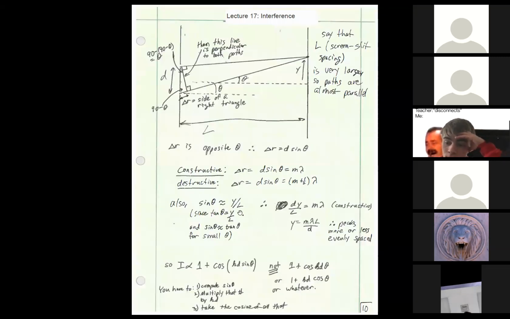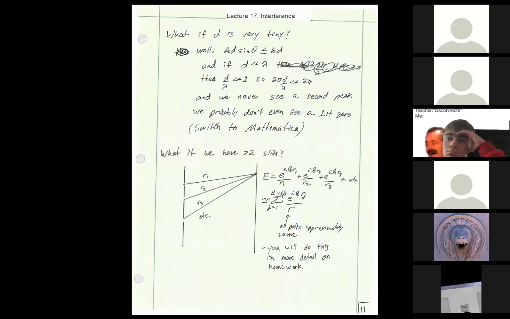All right, so our intensity is 1 plus cosine of kd sine theta. At this point, a lot of people get confused. They try to do some sort of shortcut in the algebra. They don't want to do all of the steps, but there's no way around it. You have to first compute sine theta. Then you have to multiply that number by kd. Then you have to take the cosine of all of that. You can't do 1 plus cosine of kd theta or 1 plus kd cosine theta or whatever else. These are common mistakes that I see a lot of the time, but they won't work out.